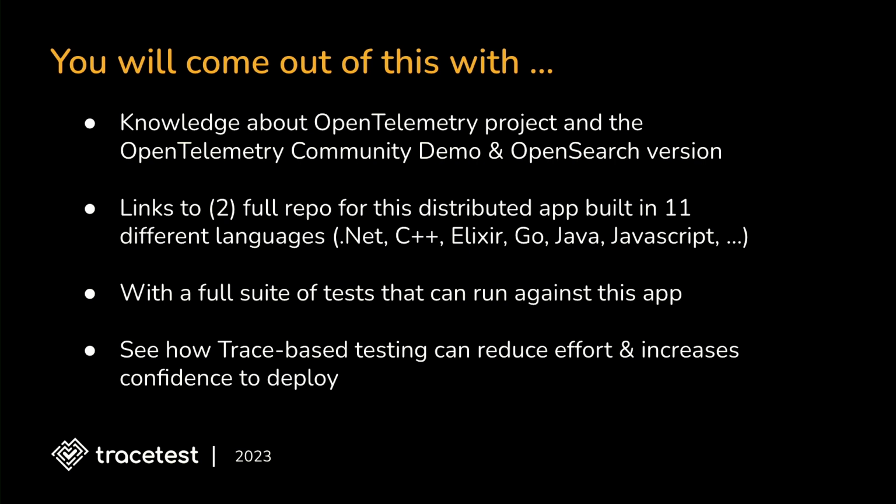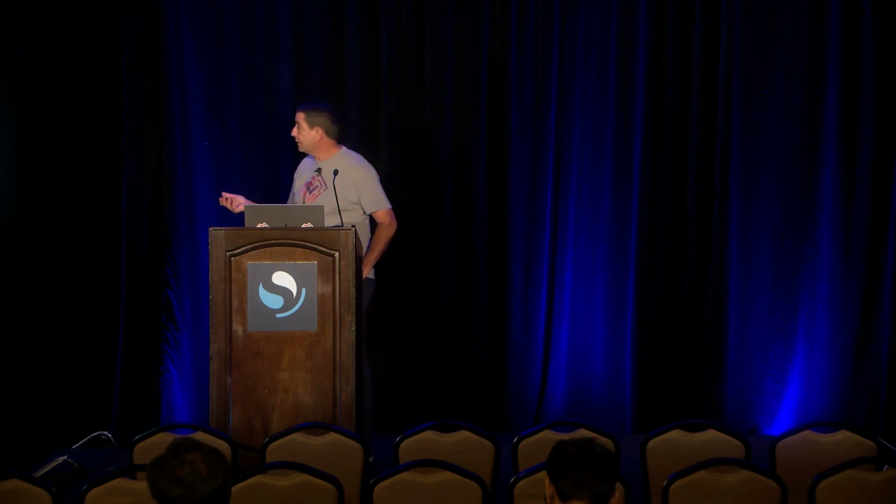Observability has typically been used post deployment. So you deploy, you're in production, you've got problems, you use observability to fix things. Trace-based testing leverages that same visibility in your CI/CD pipeline to prevent problems from getting out there in the first place. Okay, so a little primer on what is observability.